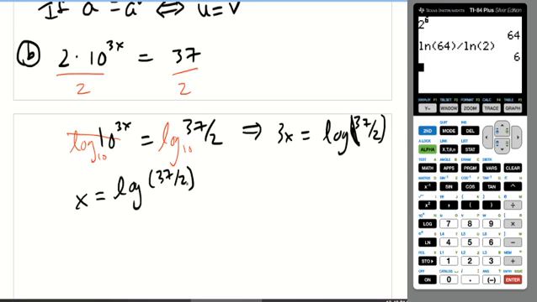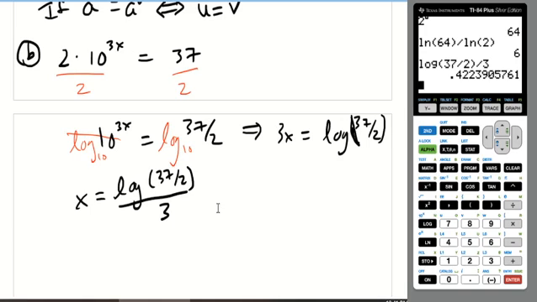Now that is the exact answer, okay? But if we wanted an approximate solution, we wouldn't have to use the change of base formula because we have the log base 10 on our calculator already, and any scientific calculator would also have it. Parentheses here really matter, okay? Don't mess up the parentheses. You get about 0.4225.